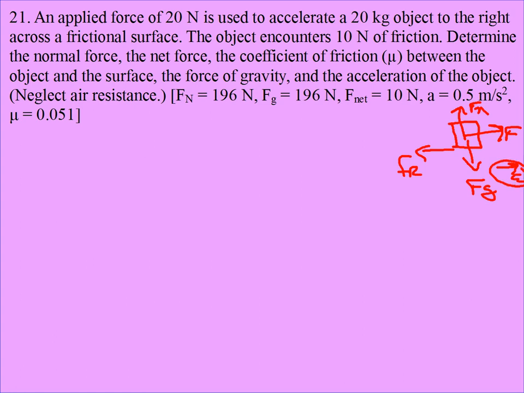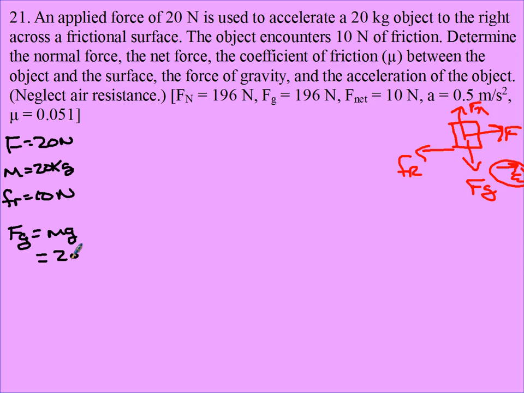Let's write out our givens. F is equal to 20 newtons. Mass is 20 kilograms. Friction is 10 newtons. We want to find everything. First thing let's find is the weight, because Fg equals mg. I gave you the mass, so you can find the weight. So this is 20 times 9.8, or 196 newtons.